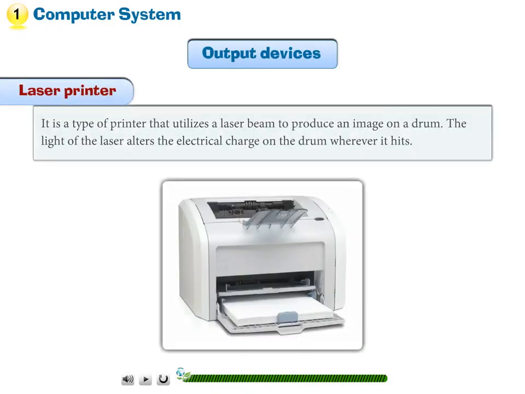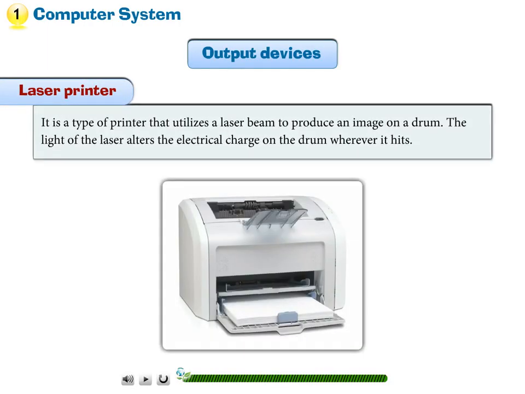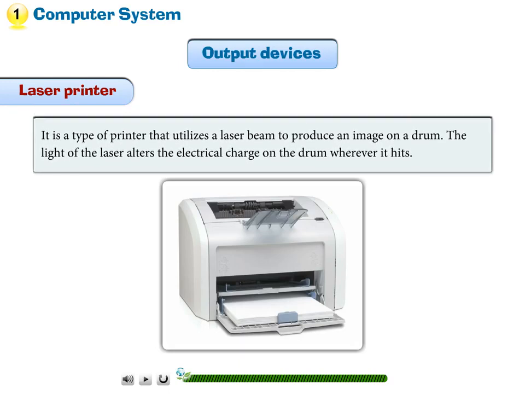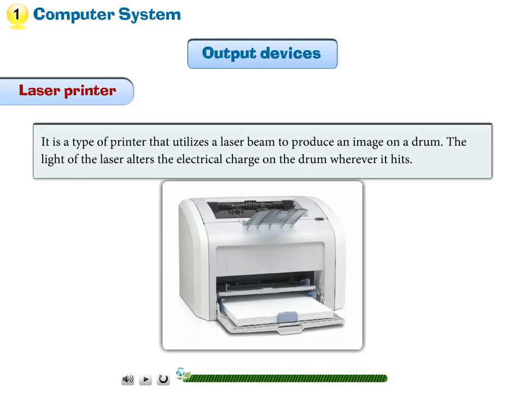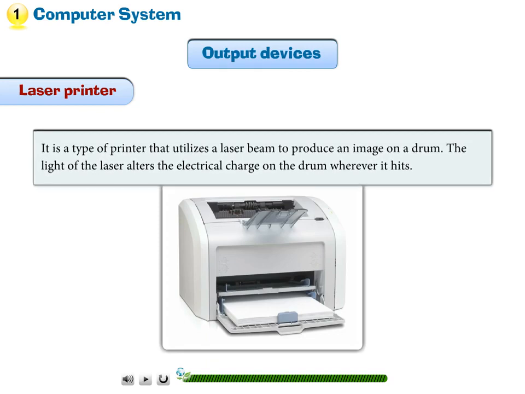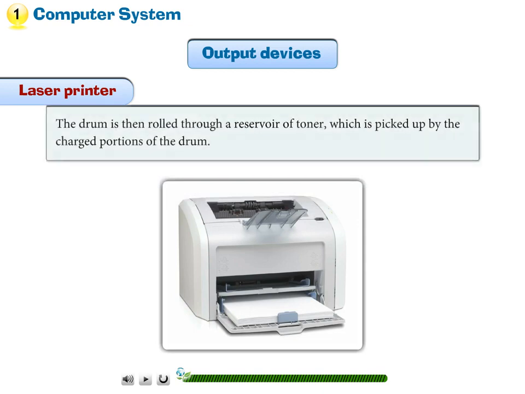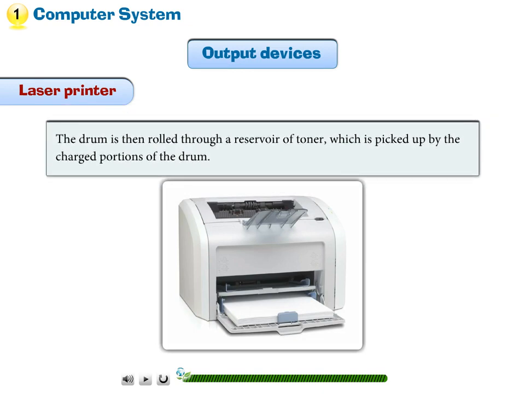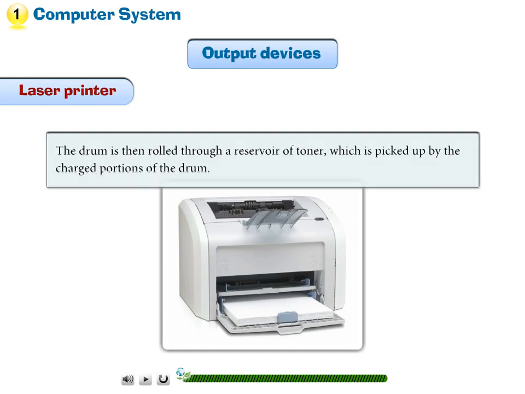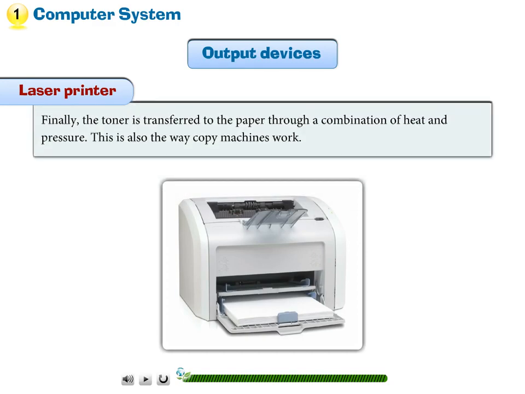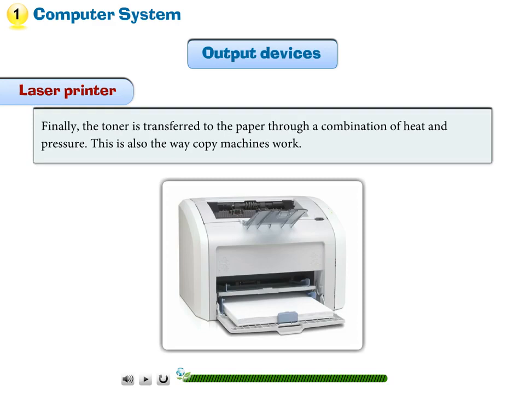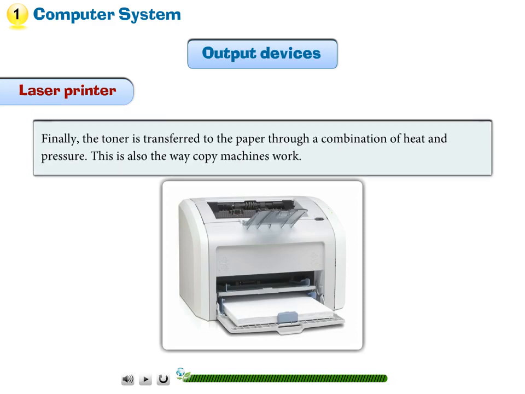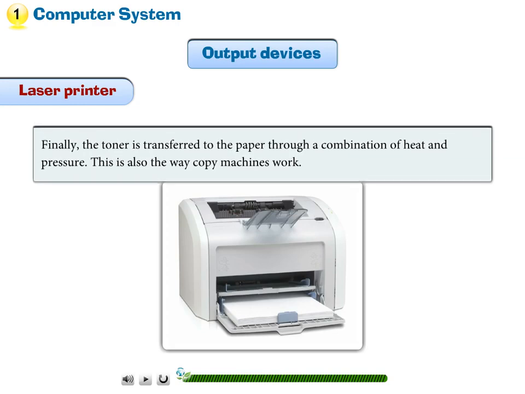Laser printer. It is a type of printer that utilizes a laser beam to produce an image on a drum. The light of the laser alters the electrical charge on the drum wherever it hits. The drum is then rolled through a reservoir of toner, which is picked up by the charged portions of the drum. Finally, the toner is transferred to the paper through a combination of heat and pressure. This is also the way copy machines work.